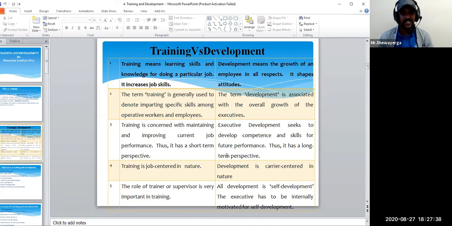Another difference is that the role of trainers and supervisors is very important in training, but when it comes to development, they may not be important. They may not have any importance in overall development because human beings naturally may have different changes without any support, without any advice, without any training.